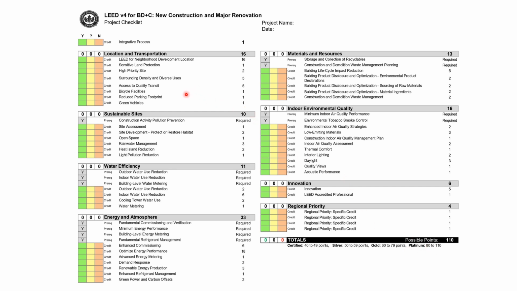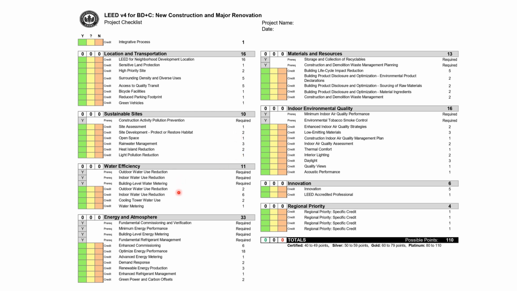Then let's have a look at the prerequisites and credits. For location and transportation there are no prerequisites, and there is a prerequisite for the sustainable site. Here it is mentioned on the left side. So the prerequisite for the sustainable site is construction activity pollution prevention, and other credits are also mentioned as credits here. The weightage provided for each credit also varies. It's all based on their impact and their importance on the environment.